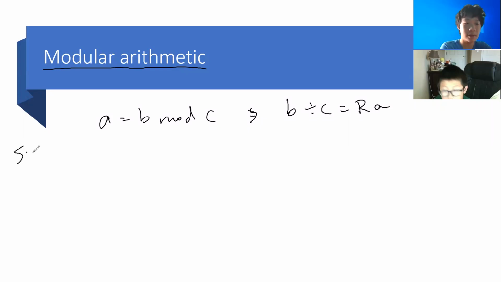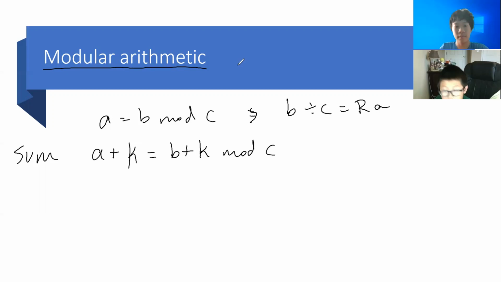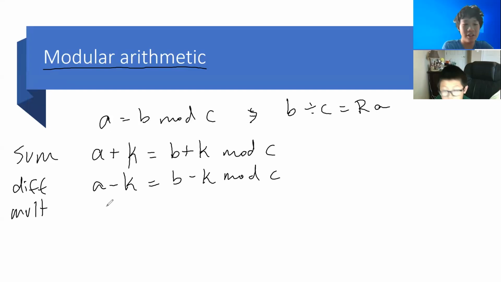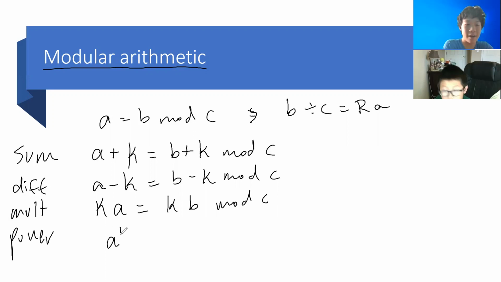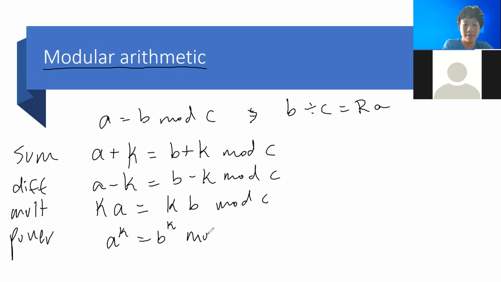First, we have the sum rule. The sum rule says that if we have some random value k, which could be any value, and we add k to A, then we add k to B. We have a difference rule too: A minus k equals B minus k mod C. I'm going to explain these later, so don't get too scared just yet. Then we've got the multiple rule: if we multiply A by k, we get k times B mod C. And finally, the power rule: A to the power of k equals B to the power of k mod C. So these are the four rules for modular arithmetic.